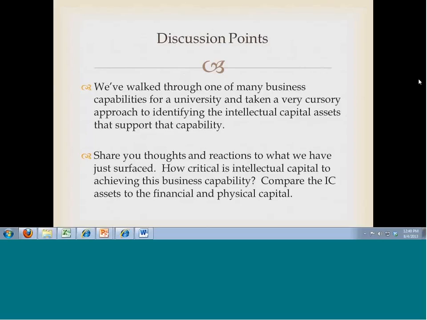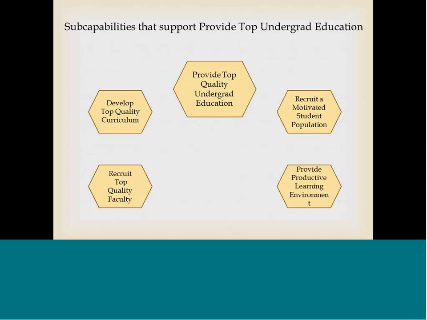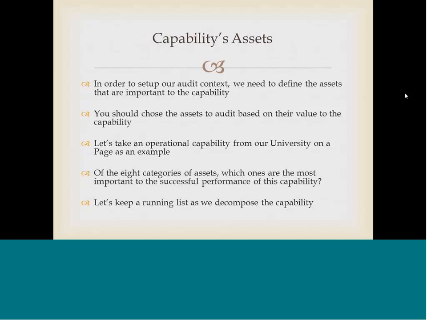Provide a top undergraduate education. So we might break this capability down into develop a top quality curriculum, recruit top quality faculty to teach the curriculum, recruit a motivated student population, and provide a productive learning environment. Most important to the successful performance of this capability as we go along.